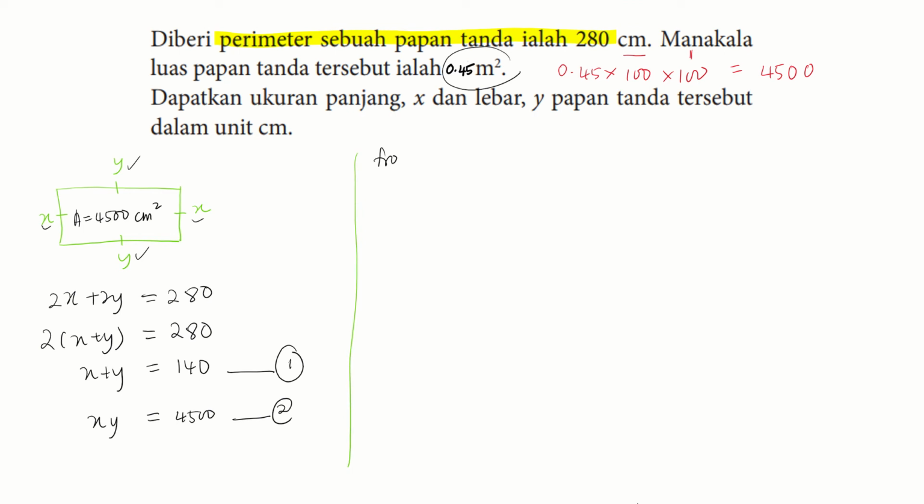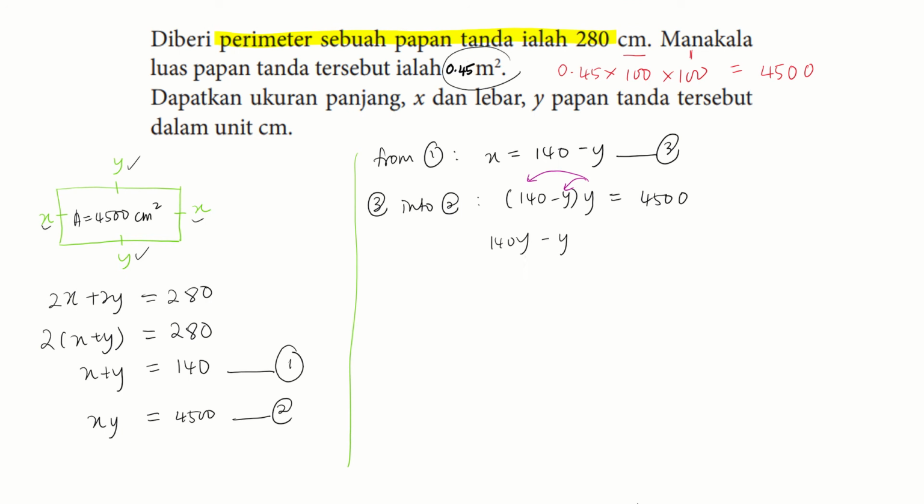So from 1, I can take x equal to 140 minus y. So this is my third equation. And I'm going to substitute the third equation into the second equation. So it becomes (140 minus y) multiplied by y equals 4500. Multiply y inside the bracket, it becomes 140y minus y square equals 4500.